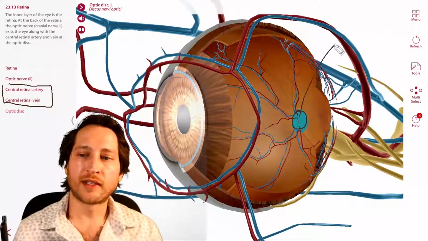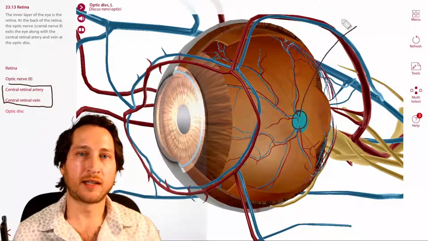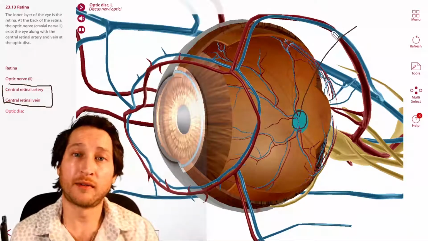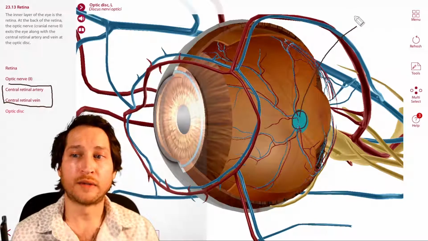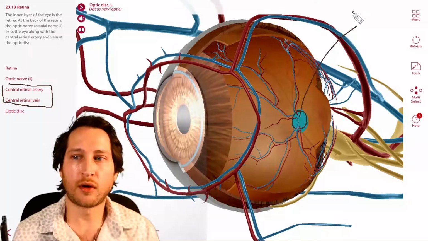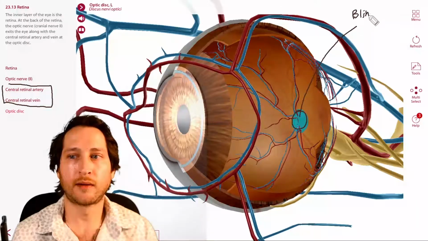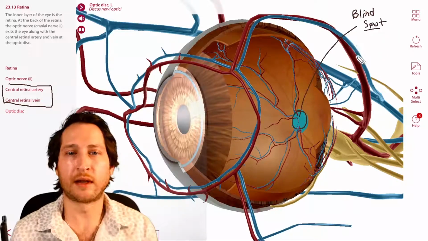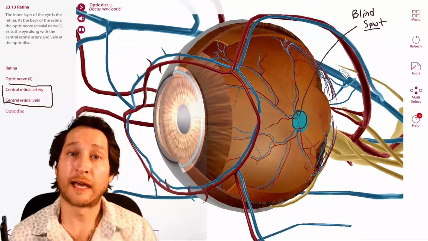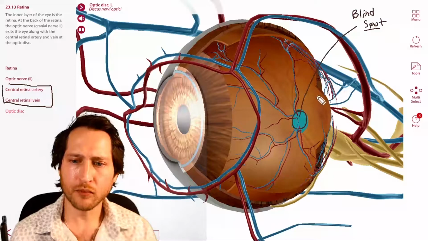So the consequence of that is that at the optic disc, there are no photoreceptive cells, no rods and cones that can transmit that information. So it's also known as the blind spot. And you'll be exploring the physiological consequences of that in one of the activities in this lab.